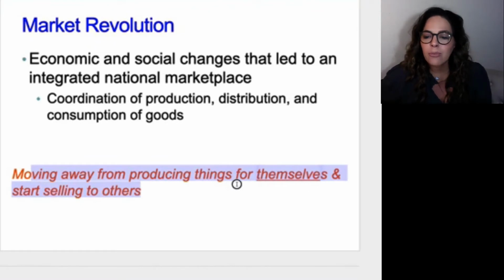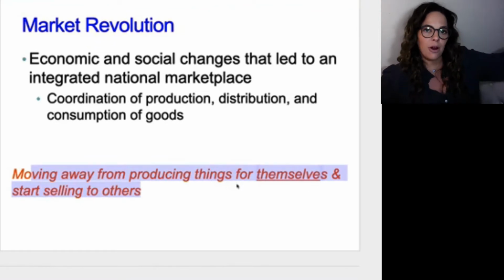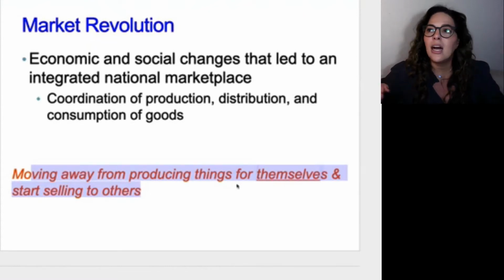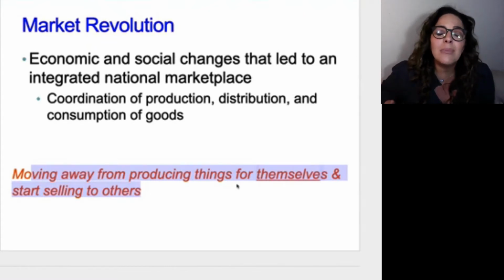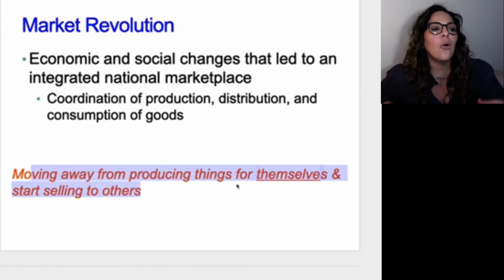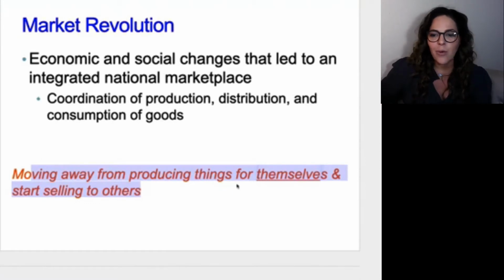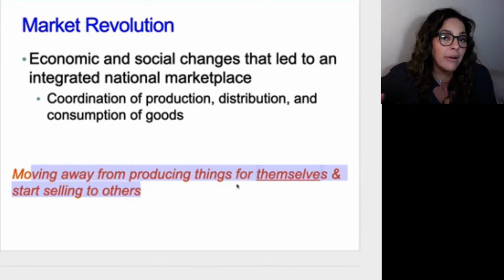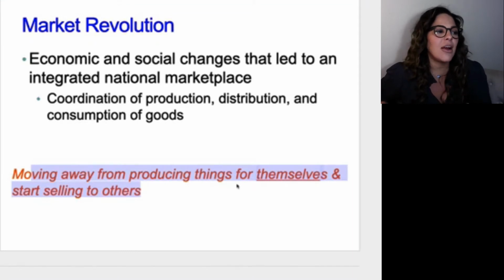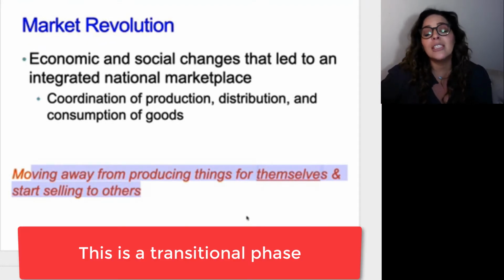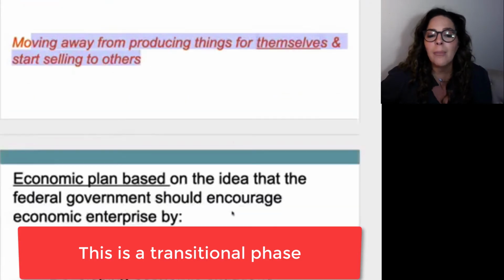We're moving away from producing things for themselves. Remember, people used to live on farms. They used to be completely self-sufficient. They had their animals there that they could get milk from. They could get wool from the sheep. They made things by themselves. There was no reason for them to go into the store and buy these things. They made it for themselves. But that's changing, okay? So now people are making more than just for themselves. It's like a surplus, and they're selling to others. There's trade. There's bartering. People are working in factories because factories are starting to spring up, okay?